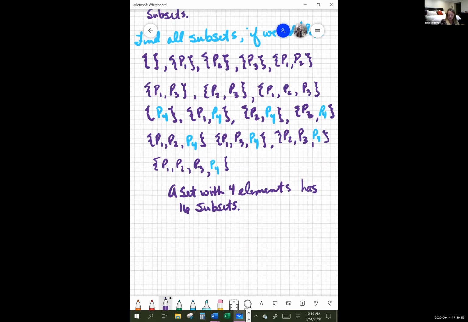So we can reason a set with n elements has 2 raised to the nth power subsets.